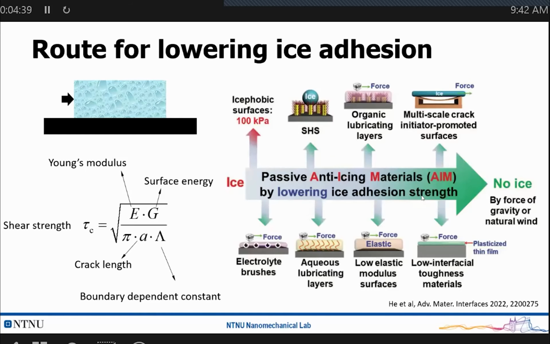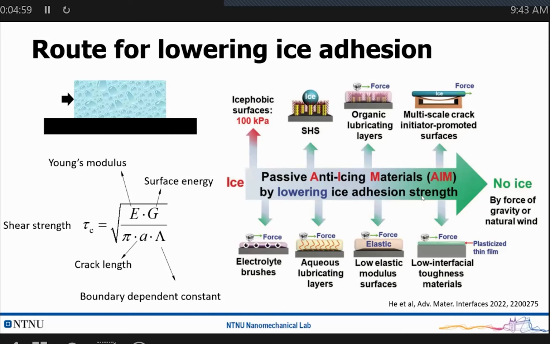And previously people worked on different strategies, lowering the Young's modulus and lowering the surface energy. For example, designing the surface with a lubrication layer, and that of course reduces the surface energy, or making a very soft surface to reduce the Young's modulus.